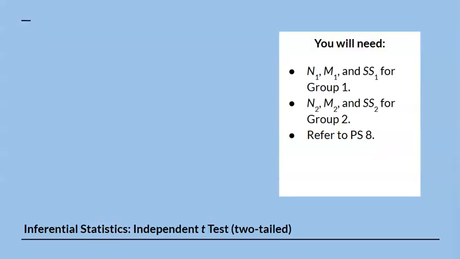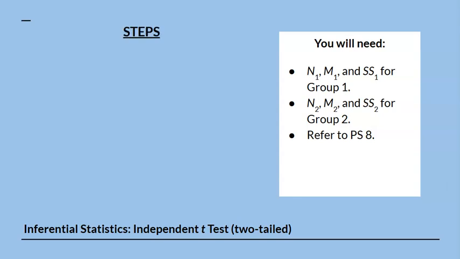Once the descriptive statistics are complete, you are ready to calculate the inferential statistics. This means that you will calculate the independent t-test and make inferences about the two groups. You will need to know the sample size, mean, and sum of squares for each group. Please refer to problem set 8 on how to calculate an independent t-test, two-tailed.